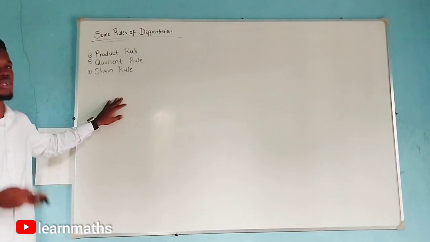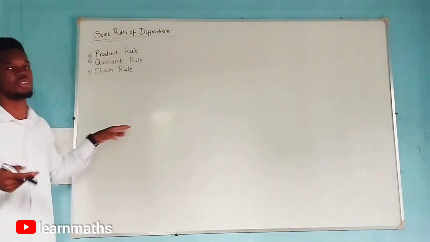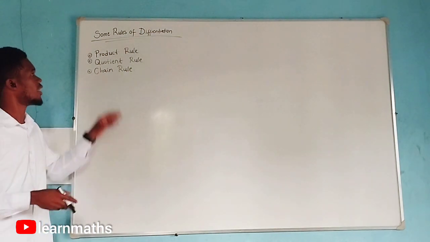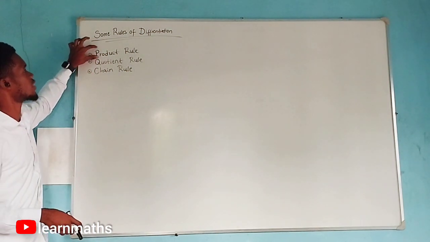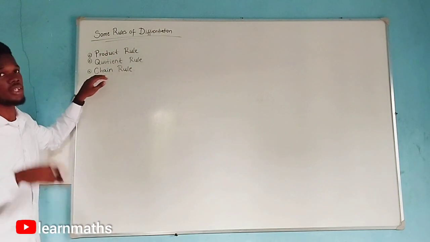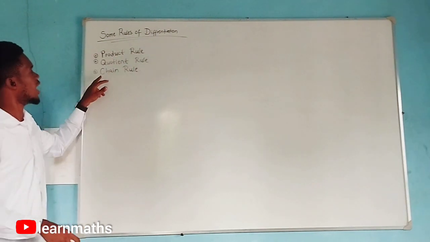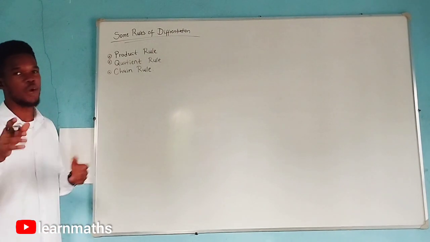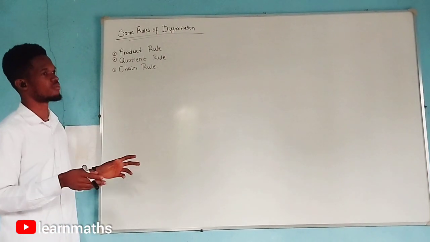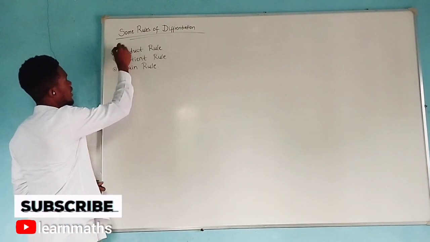Alright, so let's look at some rules of differentiation, some basic rules of differentiation. Now we have three of them there. We have the first one being product rule, right? The second one, quotient rule, and chain rule. So we are going to start with product rule. Let's start with product rule.